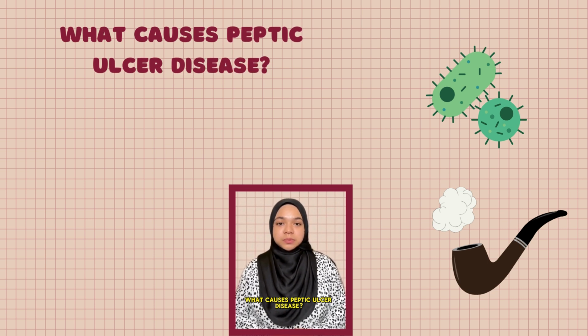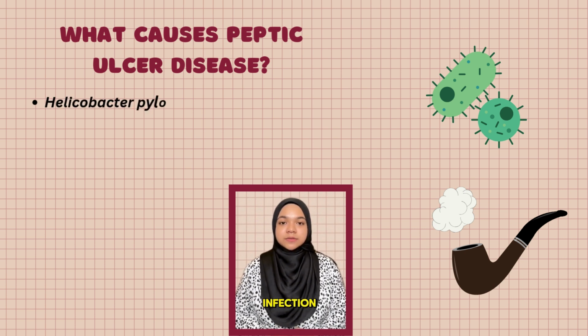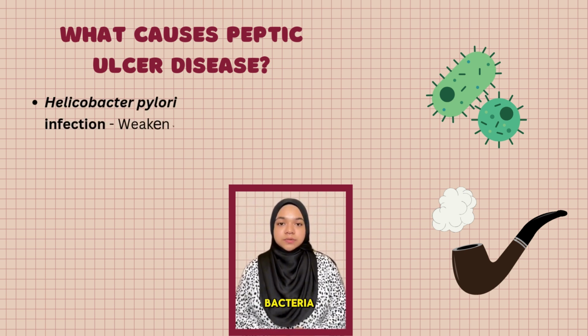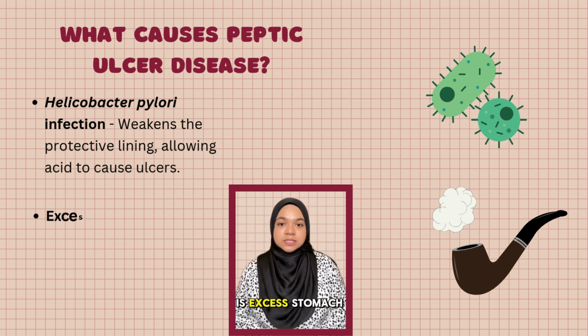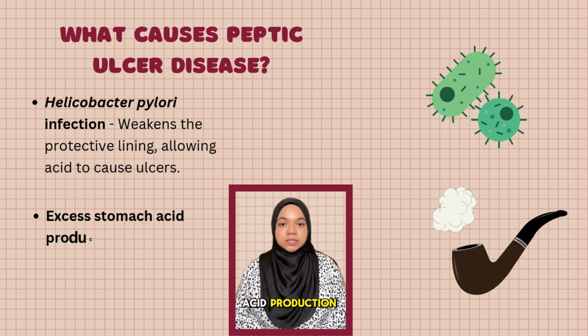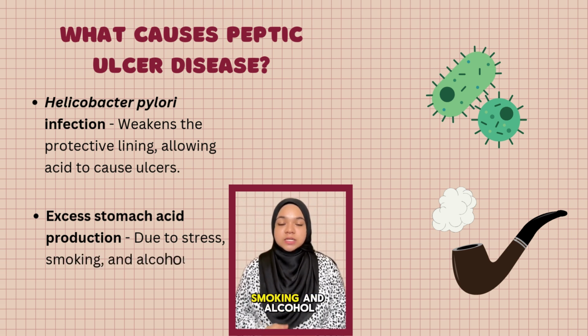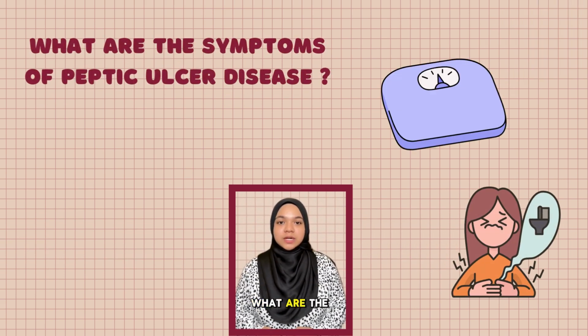What causes peptic ulcer disease? The first is Helicobacter pylori infection, a type of bacteria that weakens the stomach's protective lining, making it vulnerable to acid damage. The second cause is excess stomach acid production, which can occur due to various factors such as stress, smoking, and alcohol consumption.